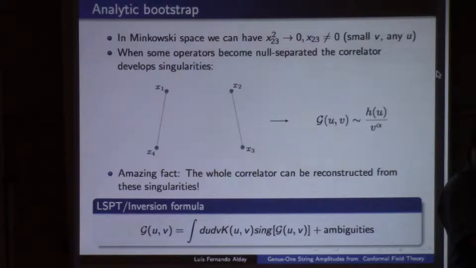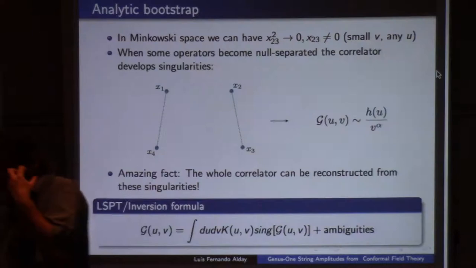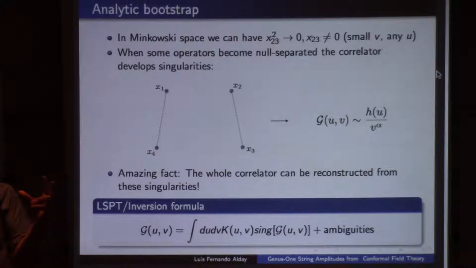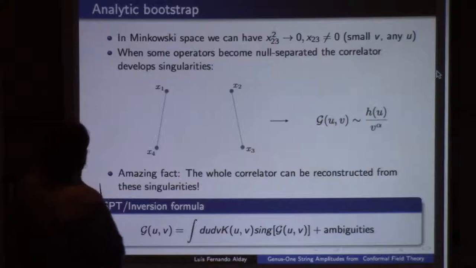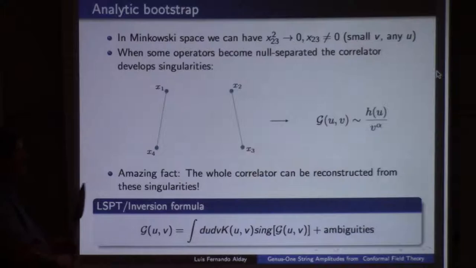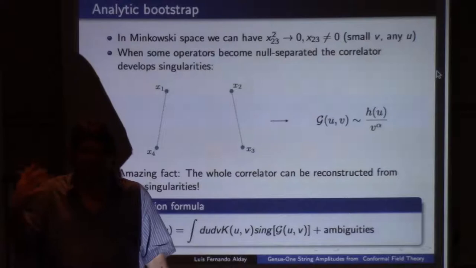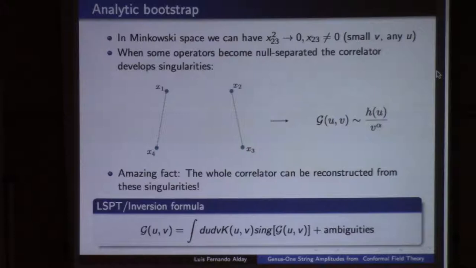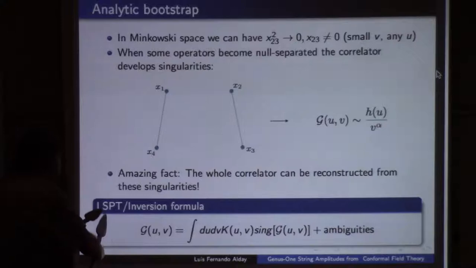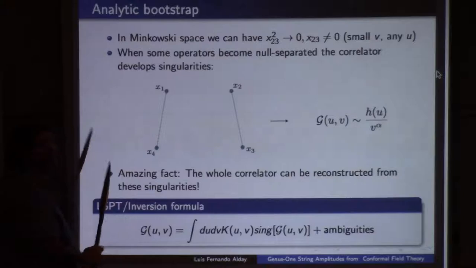And what happens? In order to achieve that, you take your operators, the four points of the correlator, and you make some of them null separated from each other, or almost null separated. And it turns out that in this limit, the correlator develops singularities. These are singularities which are some function of u divided by v to the alpha, or this 1 over v singularity. And as we have seen in the first two lectures, once you know these singularities as v goes to 0, then there exists either large spin perturbation theory or the inversion formula. And from these singularities, you can reconstruct the full correlator.